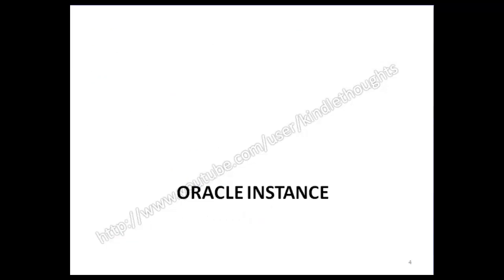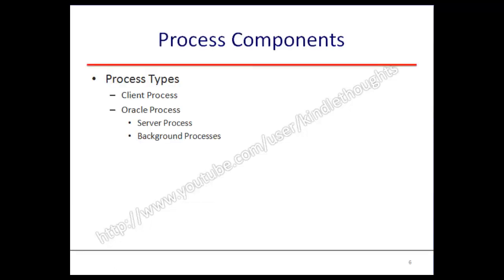Just to give a recap on the Oracle instance, the Oracle instance is a collection of background processes and memory structures, and it is only using an instance that a user or an application can connect to a database. So we have seen in the first session about the various files which make the Oracle database. In the second session, we have seen about the various memory components that are involved. In this session, the focus is going to be on the process.